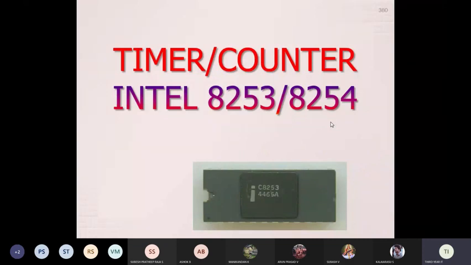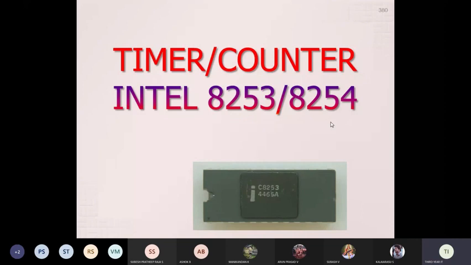So each and every part of the execution can be counted by using the proper clock cycle. That is the reason we are stepping into the counter interface. Clear? Understood?